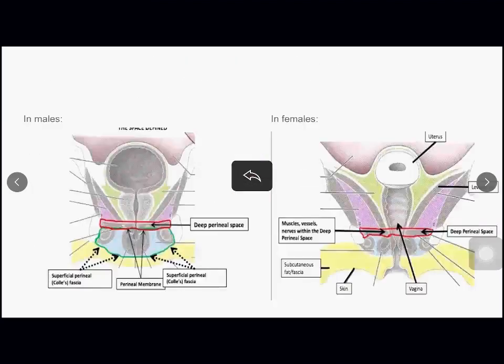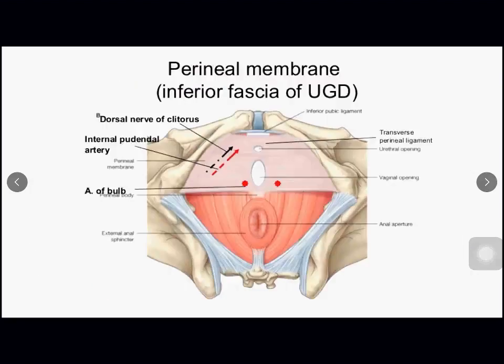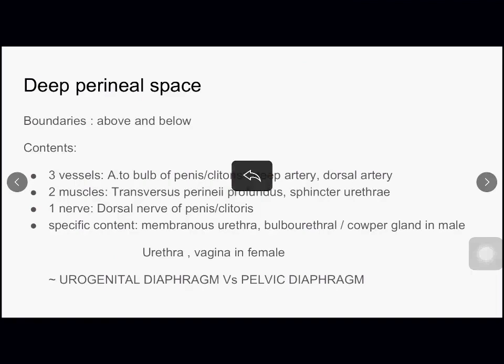So from this you can tell me deep perineal space. Inferiorly you have the perineal membrane, and superiorly you have the superior fascia of urogenital diaphragm. This perineal membrane is otherwise known as inferior fascia of urogenital diaphragm, I told you. So the inferior boundary is your perineal membrane, superior boundary is your superior fascia of urogenital diaphragm. So these are regarding the boundaries of the deep perineal space. Now coming to the contents of the deep perineal space.